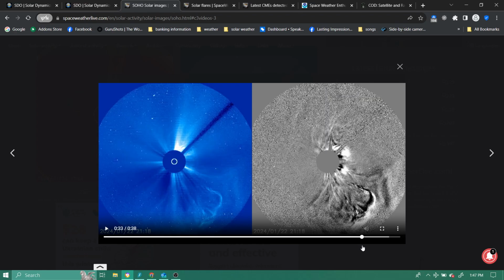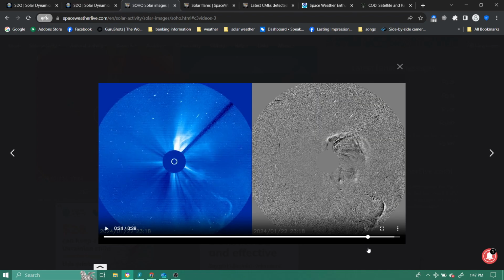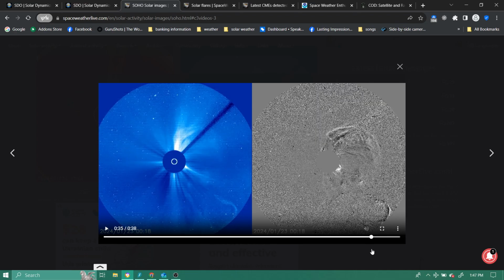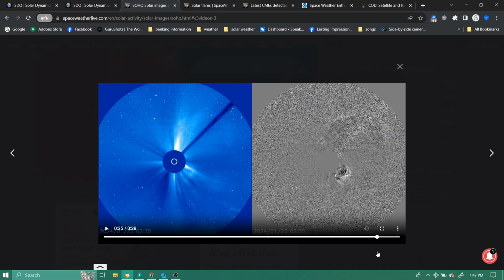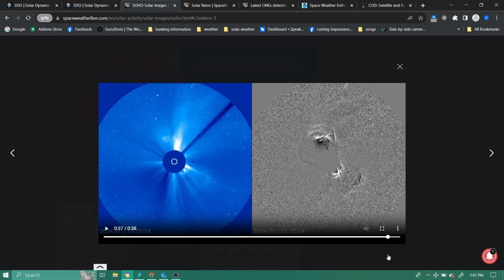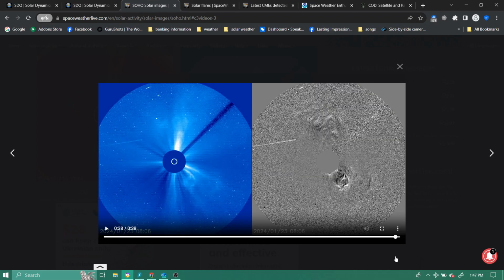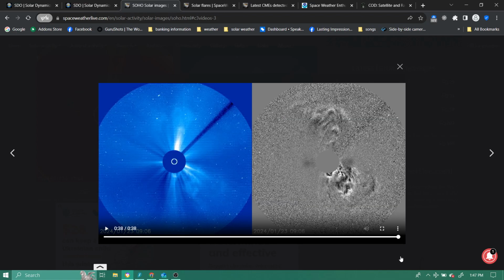And here's another dense one. Wham. Look at that. Another dense plasma hit, and it is still moving all the way around the disk. And there's another dense one. We have more density coming out from that, and it is a long duration of density moving out of the sunspot.